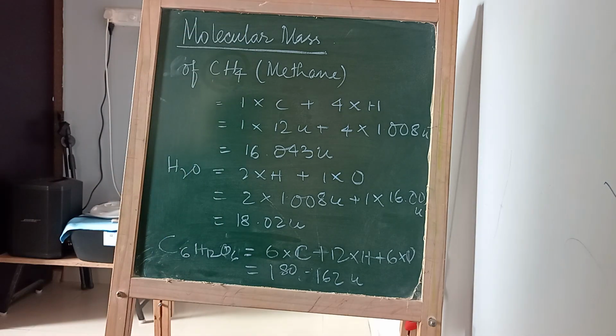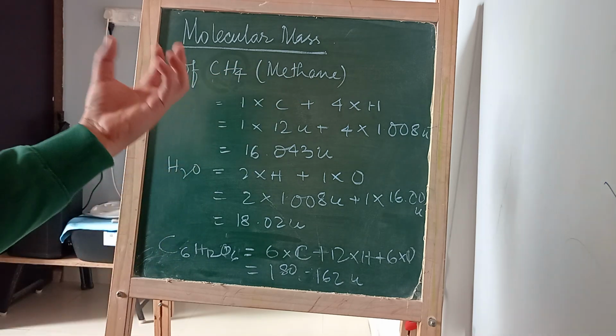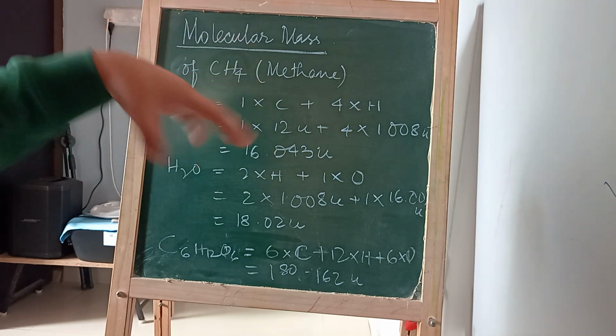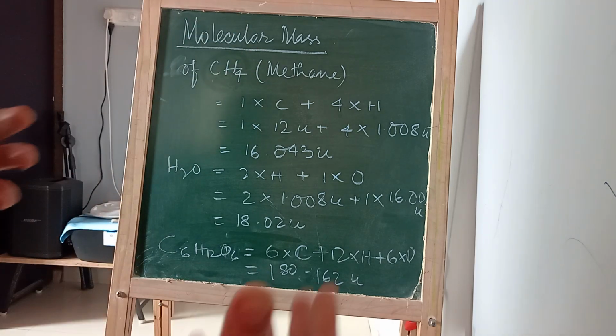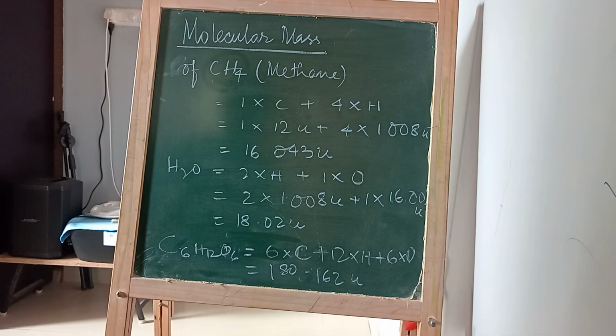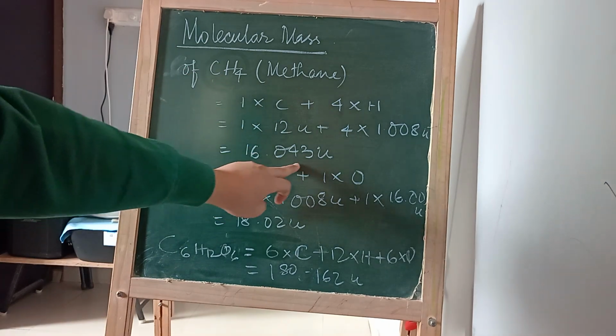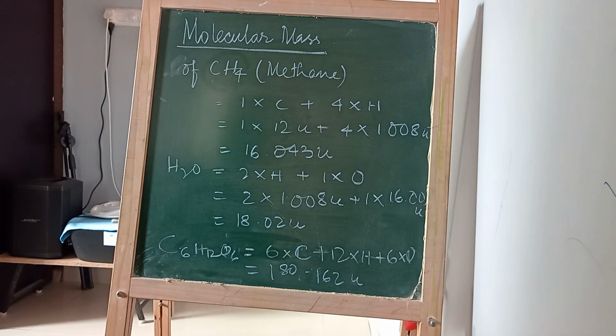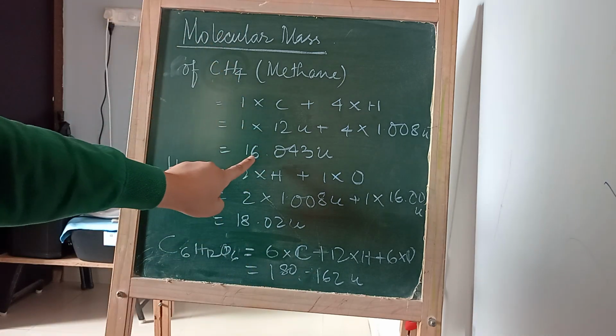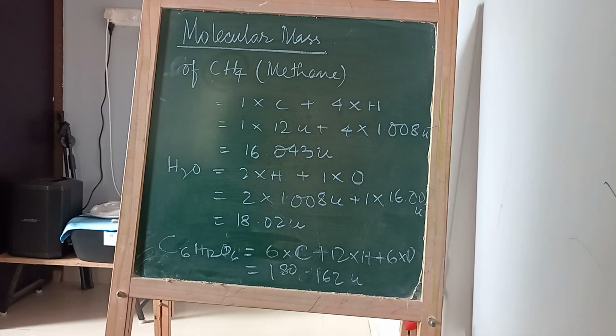The term molecular mass is generally concerned with a compound, not with an element. Atomic mass is of an element, right? But molecular mass will be of a molecule, originally maybe for an element also, but more often of a compound. So the molecular mass of methane is 16.043 u. That's one molecule of methane. The mass of one molecule of methane will be 16.043 u.